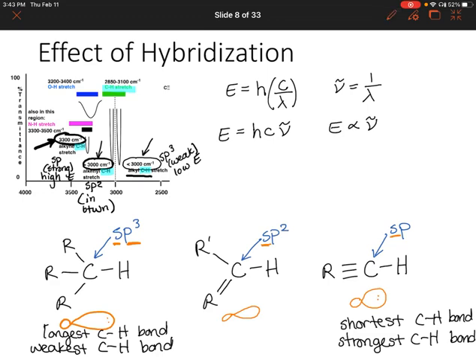All right, so hybridization can have a big effect on where your peaks show up. And that can help you further identify what type of functional group you have. Do you have single bonds, double bonds, or triple bonds?